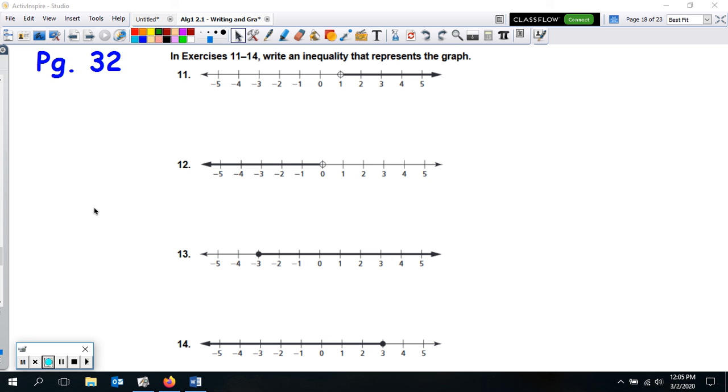Okay, we are almost done. These are our last 4 here on page 32. We're going to write an inequality that represents the graph, so it's very similar to what we were doing there in A through D just a moment ago. So I'm going to give you a chance to try these here, 11 through 14. Go ahead and try to write an inequality for each one, and then play the video to check your answers, and at that point we'll be done.